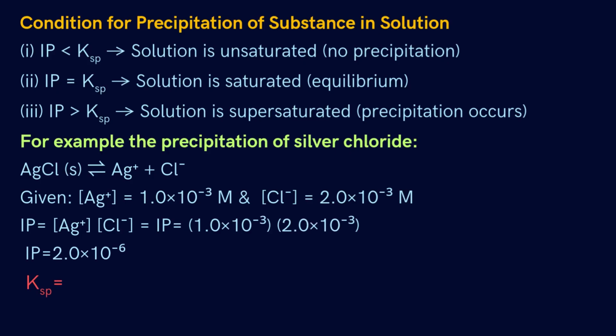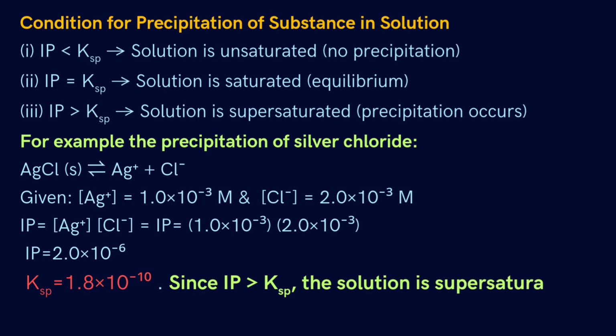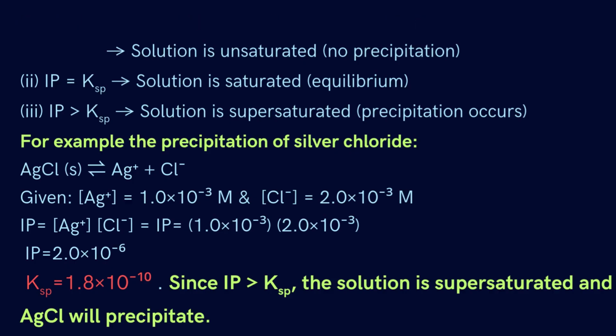However, the Ksp for AgCl is 1.8 × 10^-10. Thus, the IP is less than Ksp. The solution is supersaturated and AgCl will precipitate.